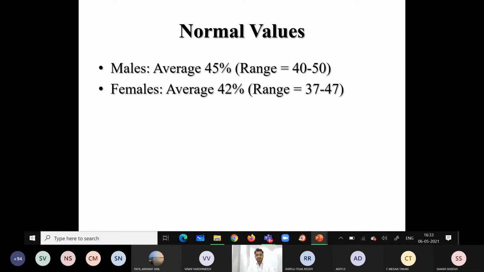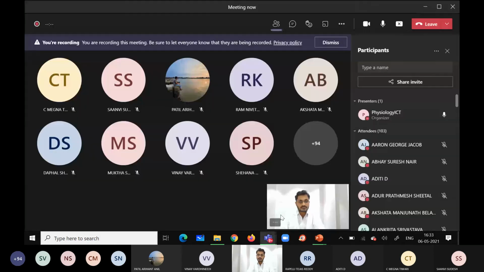What is the significance? By knowing the packed cell volume, and by knowing the RBC count and hemoglobin concentration, we can know the blood indices and we can determine what type of anemia a person is suffering from. Is there any confusion till now?